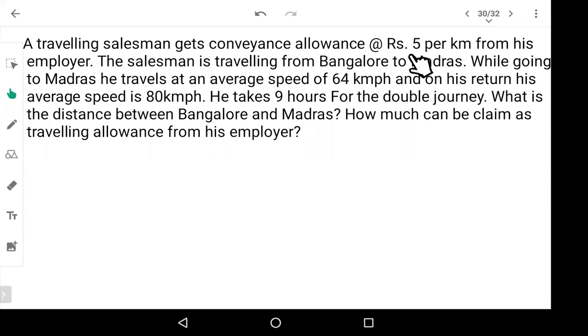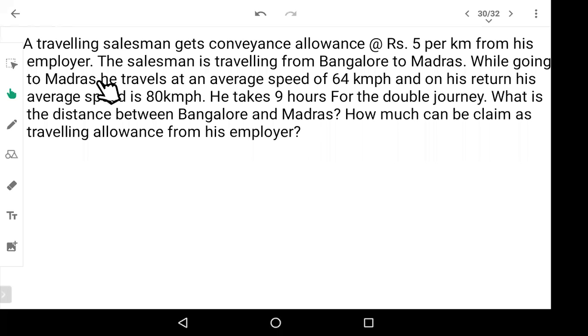Say suppose a person has traveled for 80 kilometers today. Now that 80 kilometers is going to get 5 rupees per kilometer extra. That is the conveyance allowance. Then the salesman is traveling from Bangalore to Madras. You can call it Chennai also.